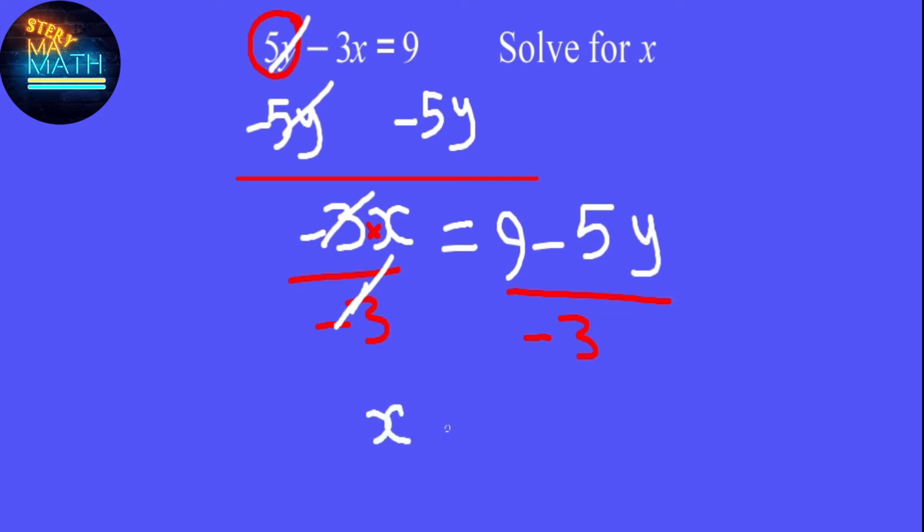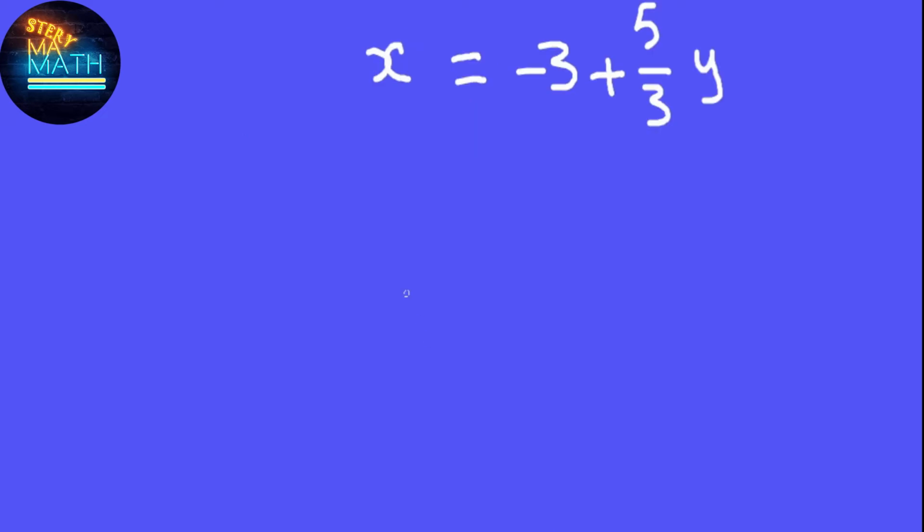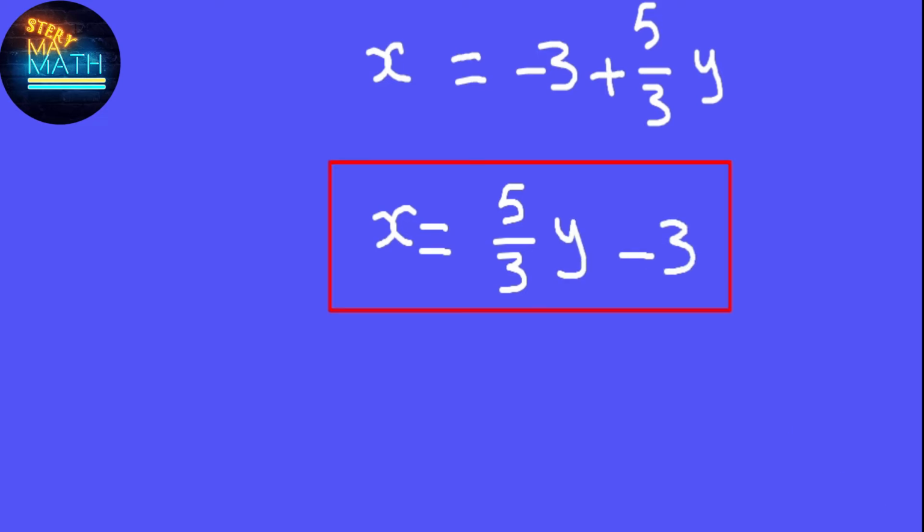So I'm left with x is equal to 9 over negative 3, which is negative 3, and negative 5y over negative 3. Notice that negative over negative will be positive 5 over 3y. And if you want to rearrange the expression, it will be x is equal to 5 over 3y minus 3. x is on one side and everything else is on the other side.